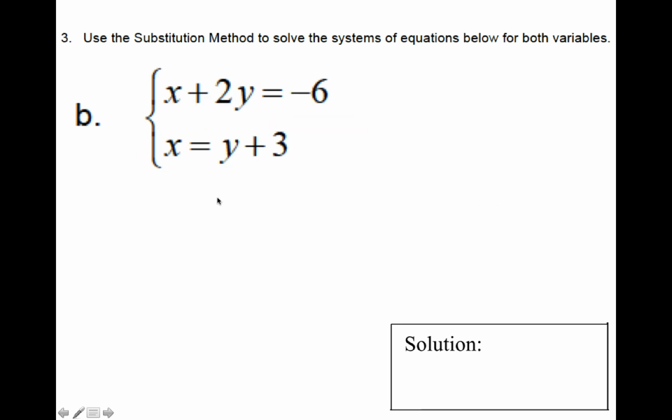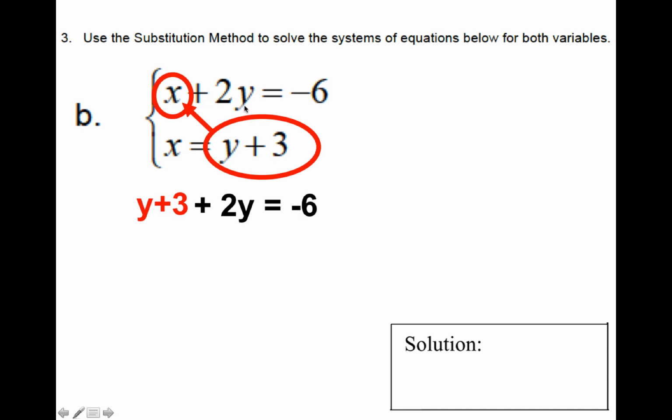For part B, this time the variable's not by itself in this equation, but the variable is alone here, and this time x is by itself. So let's circle what x equals, and this is going to go into the x variable in the other equation. So the x is going to go away. It's going to become y plus 3 plus 2y equals negative 6.